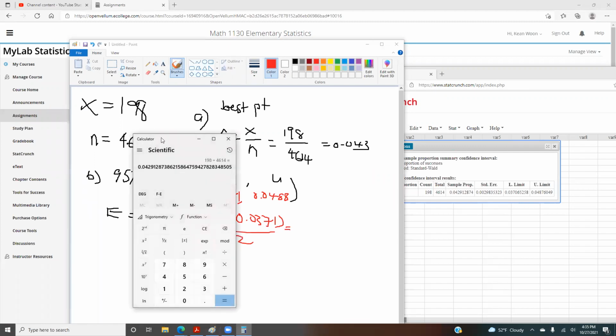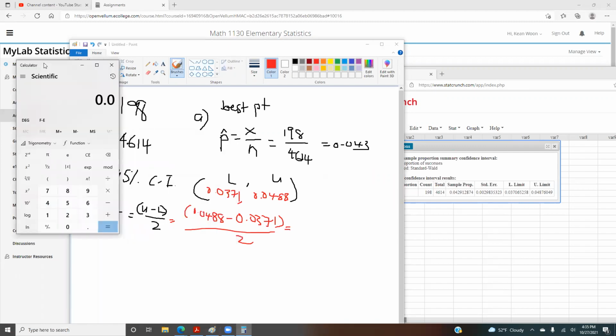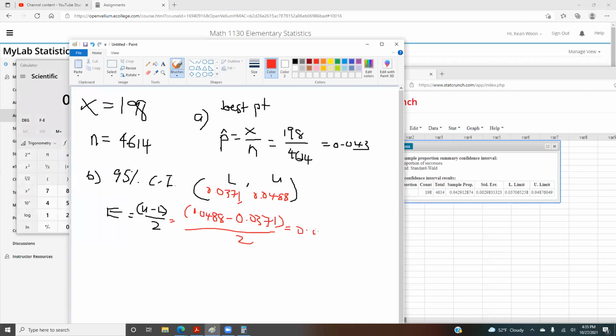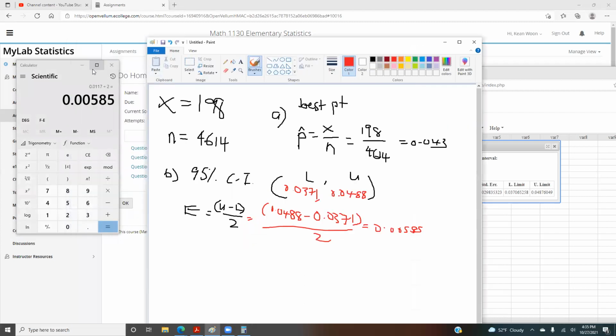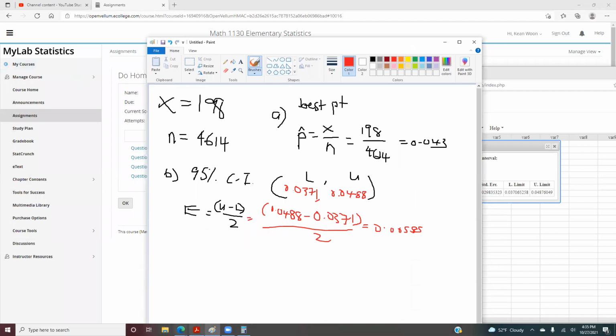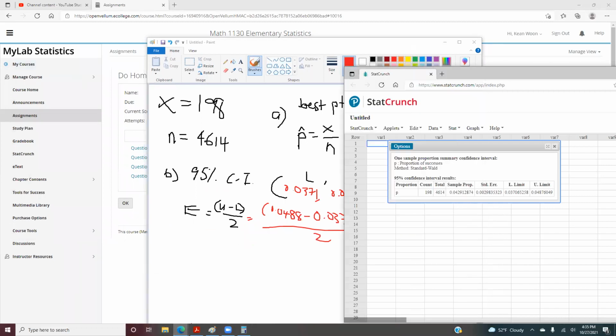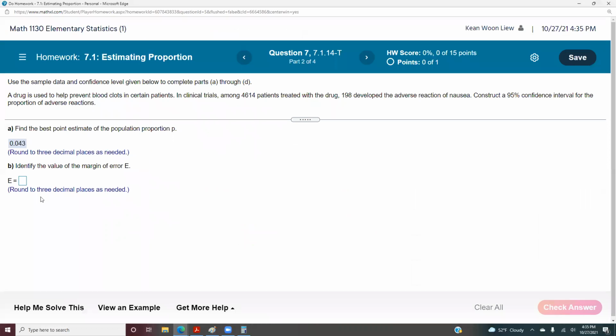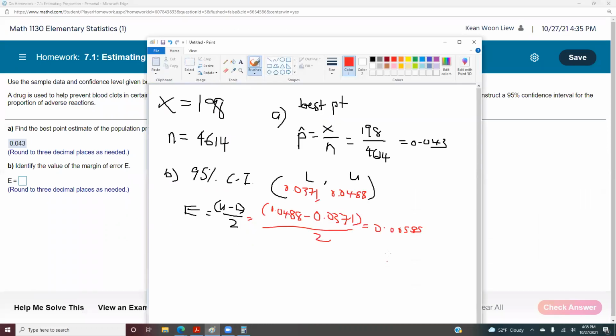So this is how you find the margin of error the quickest way. This is going to be 0.00585. And that is the way. Otherwise, you're going to do the long way. I do not recommend you do the long way, so that's why I want you to do it this way. In 3 decimal places it is 0.006.